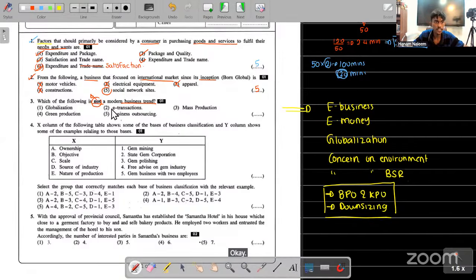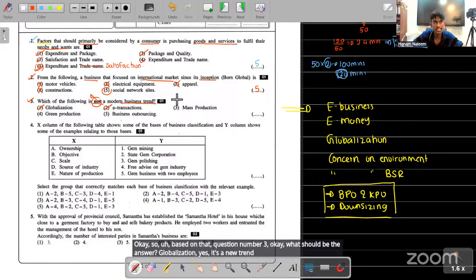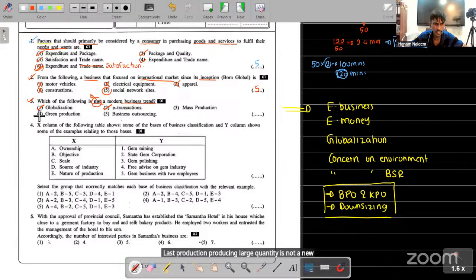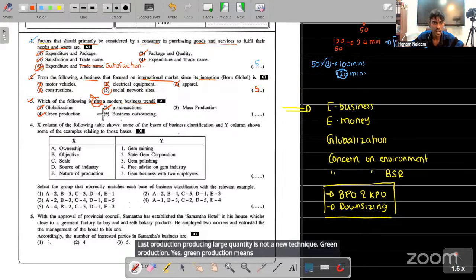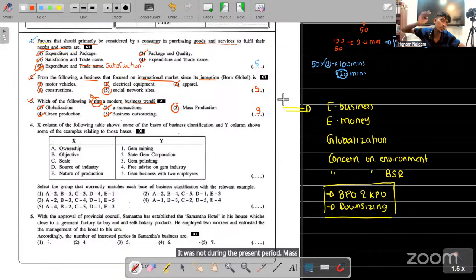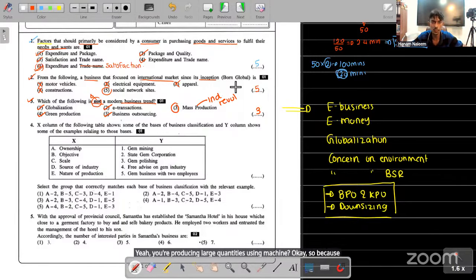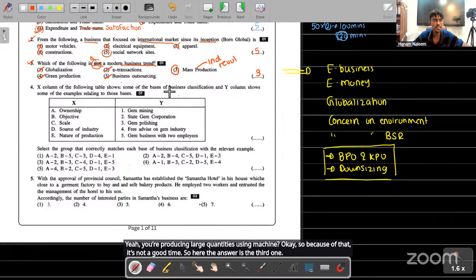So based on that, question number 3, what should be the answer? Globalization, yes, it's a new trend. E-transaction, yes. Mass production, producing large quantity, is not a new trend. Green production, yes, green production means environmentally friendly. Outsourcing also is a trend. Mass production is wrong. At which period did mass production start? It was not during the present period. Mass production started 200 or 300 years ago, during the Industrial Revolution, where you produce in large quantities using machines. Because of that, it's not a new trend. So here the answer is the third one. Okay, question number 4.